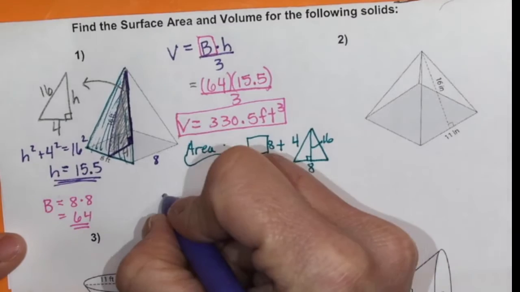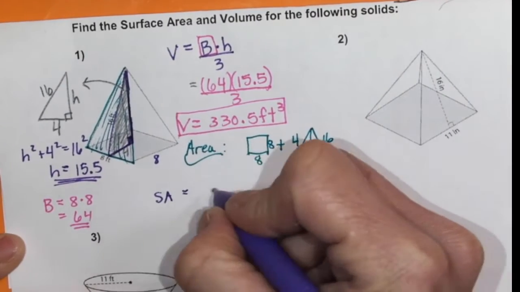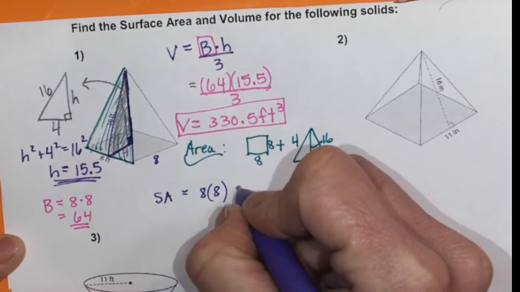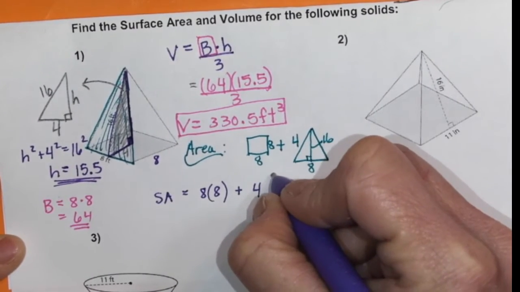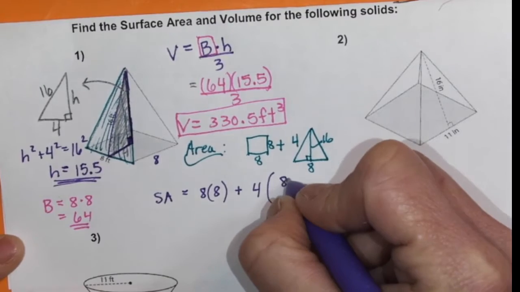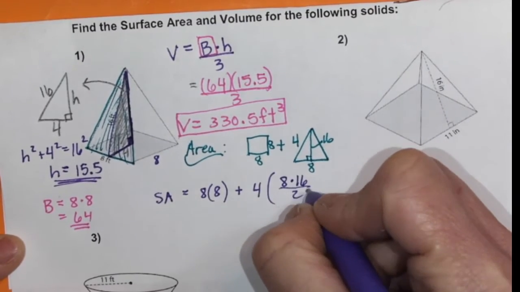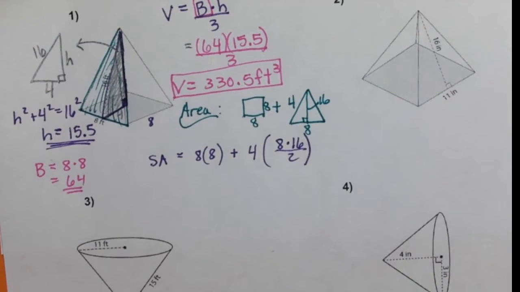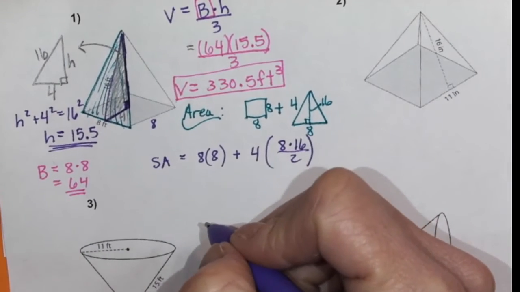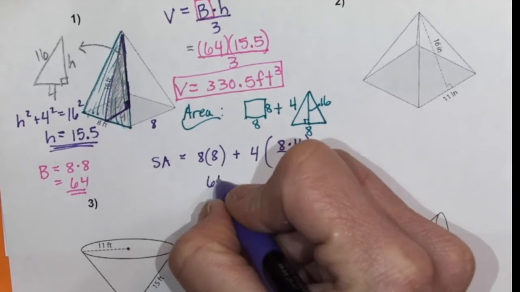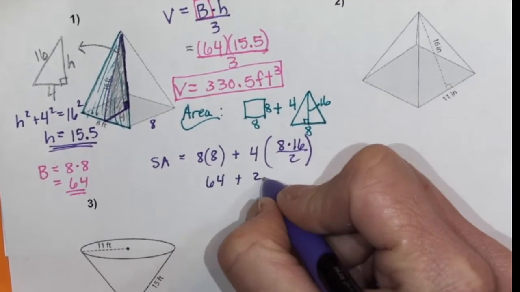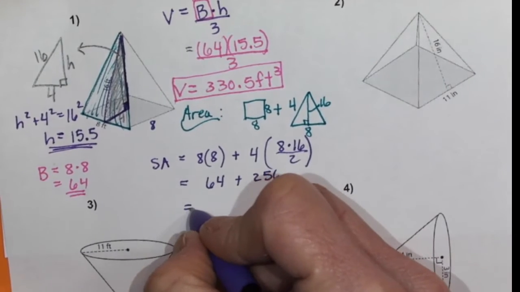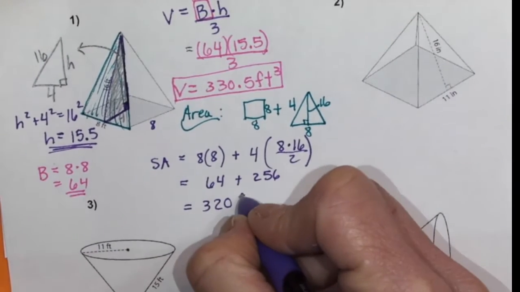Surface area will be found by taking the base, always show your steps, plus 4 triangles, so 4 times 8 times 16 divided by 2. Remember, always show your setup so we don't just think you're plugging it into your calculator. So this was 64 for this part, plus 256. I hope there's no errors, guys, I did this quickly. So this is 320 feet squared.